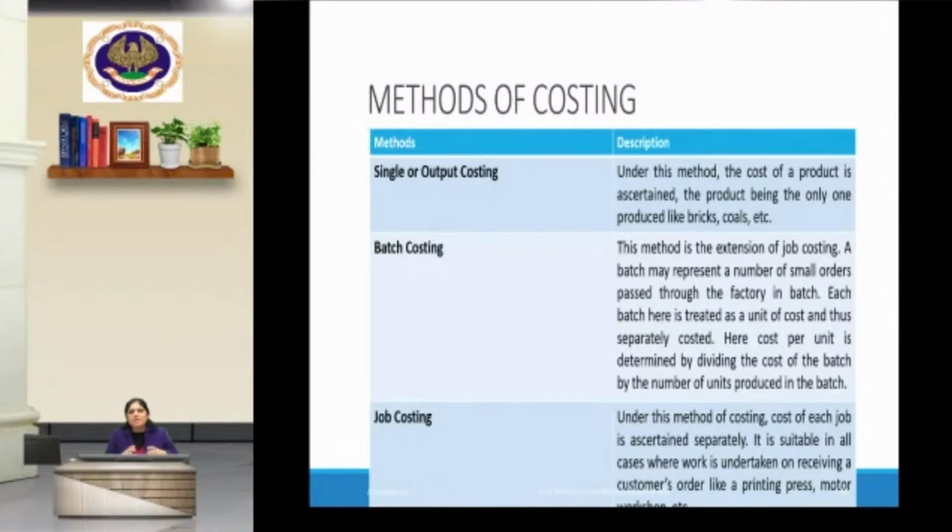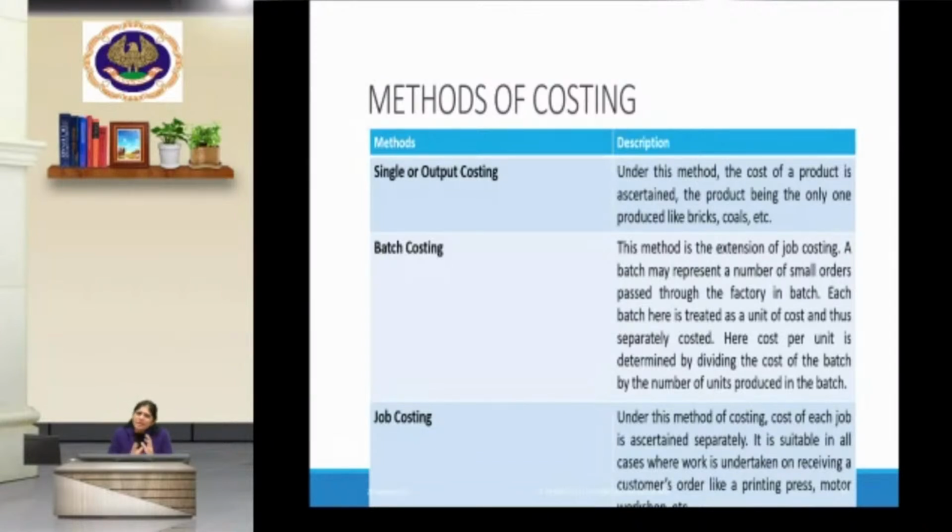Batch costing is when there are many units in one batch. Medicine is a good example of batch costing. When the chemist makes the medical bill, he always writes the batch number. So medicines are always manufactured in batches. Let us say a crocin strip has 10 tablets, and 100 strips in one batch will be manufactured. So batch costing happens in pharmaceuticals most of the time.